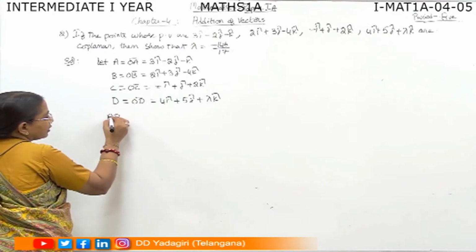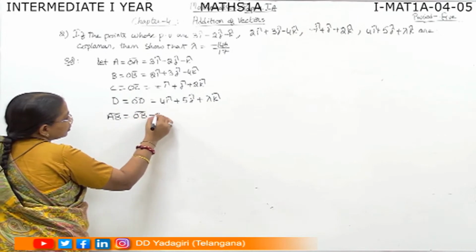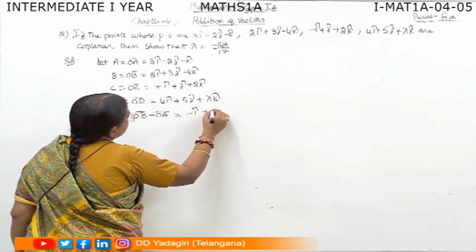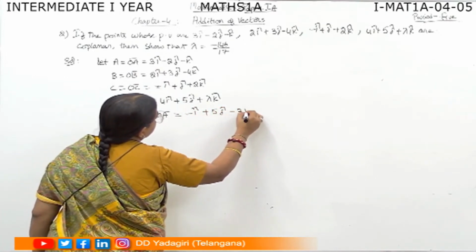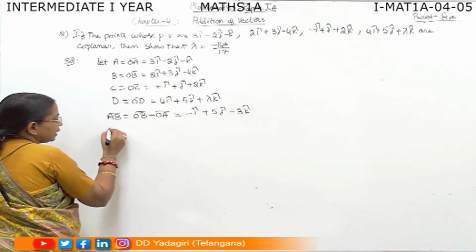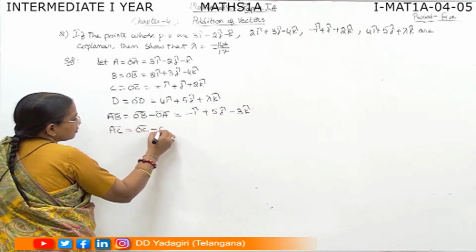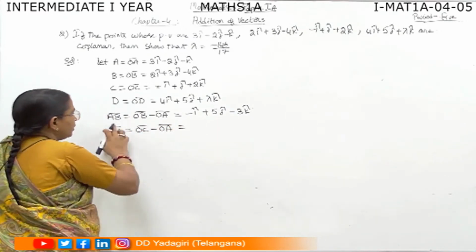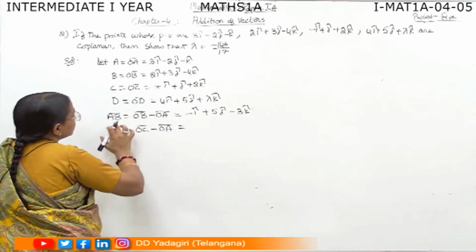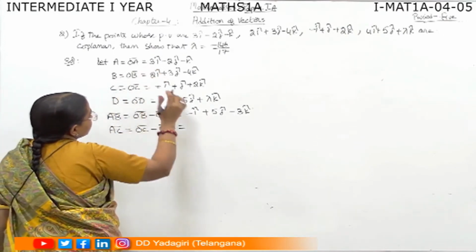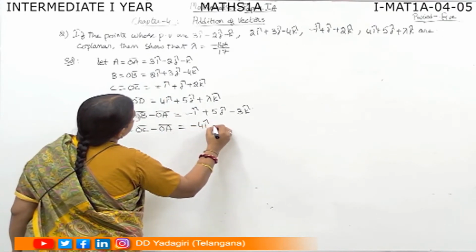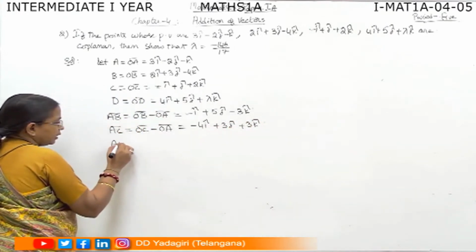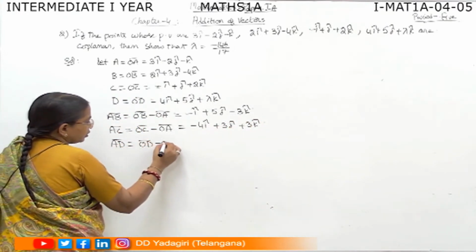So AB vector, AB is equal to OB minus OA. This minus this, I am writing directly. So minus i plus 5j minus 3k. Next AC. AC is equal to OC minus OA. See that the initial point is the same: AB, AC, AD like that. This minus this, so minus 4i plus 3j plus 3k. Okay, next AD. AD is equal to OD minus OA.